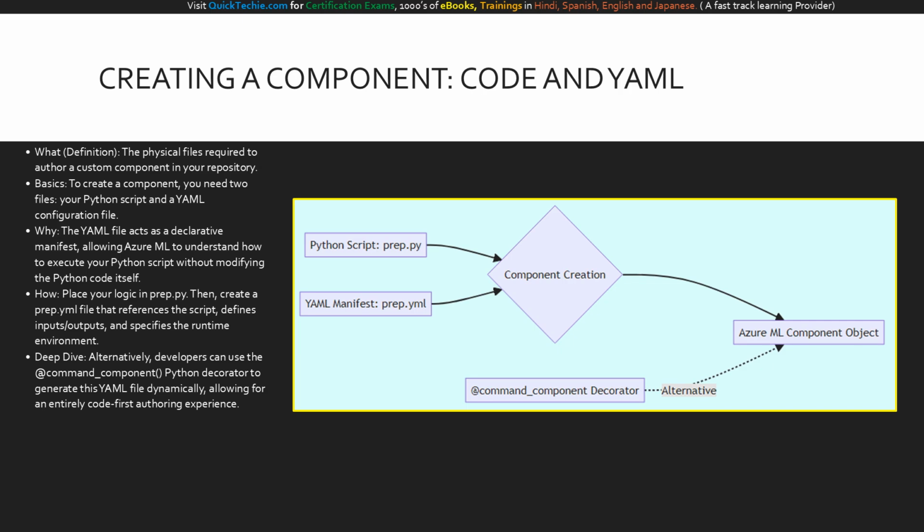Here we see the component creation workflow. You bring your Python script containing the business logic, represented on the top left. You pair it with your YAML manifest, containing the configuration, on the bottom left. These two files merge to create the Azure ML component object. Alternatively, as shown by the dotted line, developers can use the command component decorator directly inside their Python code to bypass writing manual YAML files entirely.